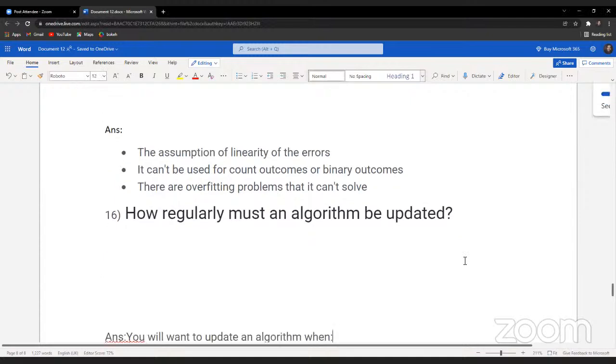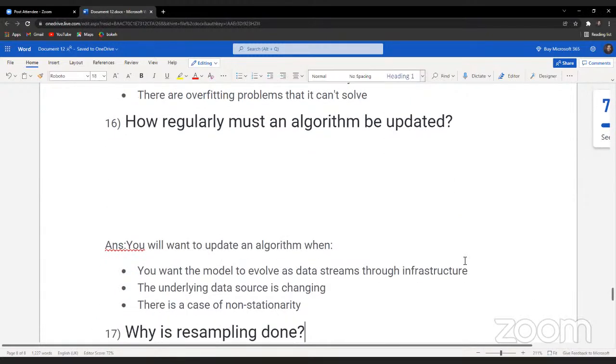How regularly must an algorithm be updated? You will want to update an algorithm whenever needed. You want the model to evolve as data streams through infrastructures. The underlying data sources are changing. There is a case of non-stationarity. So by using this, the algorithms must be updated regularly.